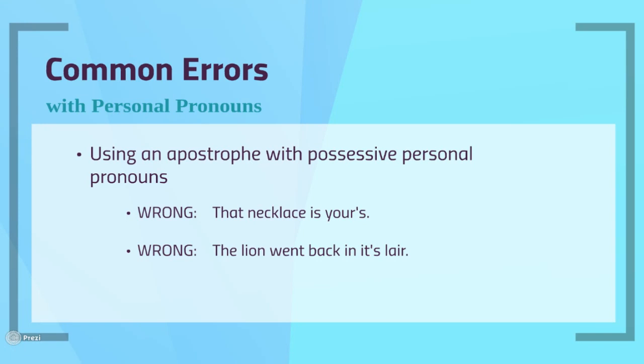Here, if I were to read this literally and take away the contraction, it would read as the lion went back in it is lair. So with the word its, when we're using it as a possessive pronoun, we would never use an apostrophe. A good way to check yourself on that is to just replace it with it is. And if it works, then you needed it and the word is. And if it doesn't work, you probably put an apostrophe with a possessive pronoun. So bottom line, possessive personal pronouns, you would never use an apostrophe.